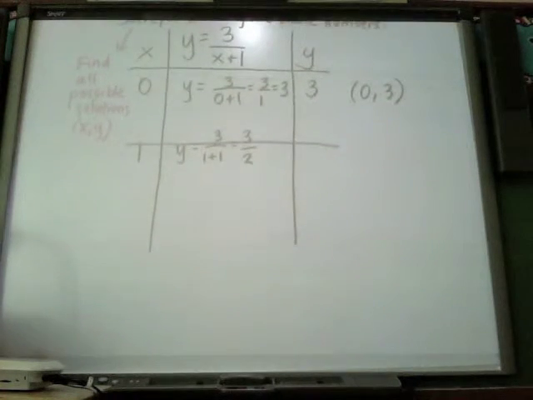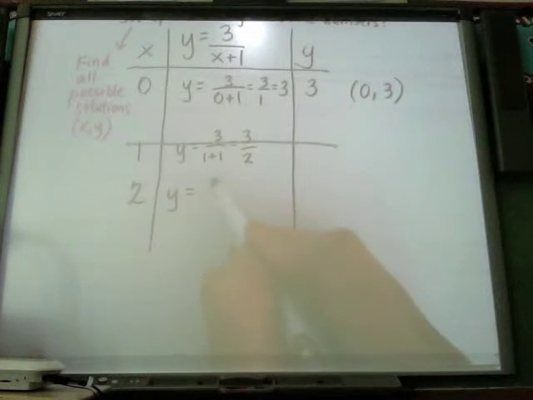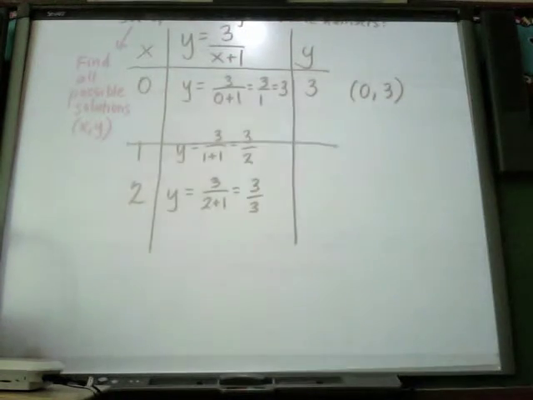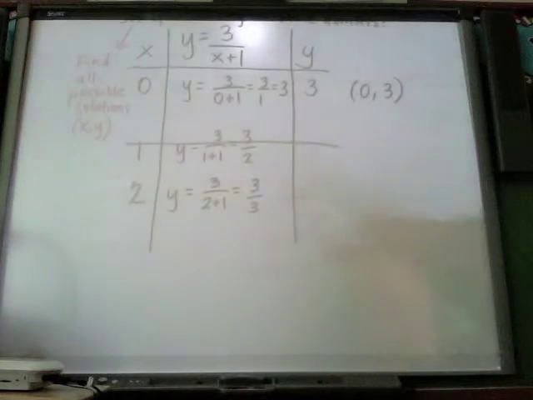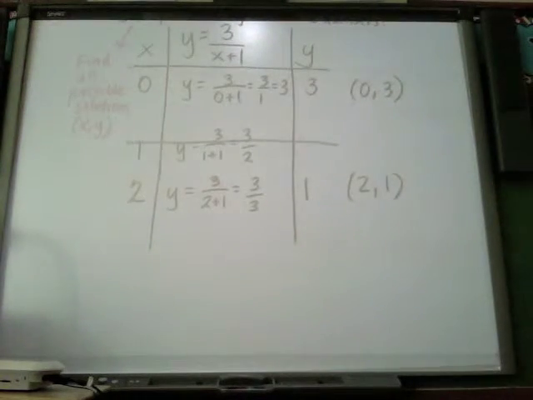So let's try our next whole number. After 1, let's try 2. y equals 3 over my x plus 1, 2 plus 1. Hey, 3 over 3. That's a whole number. That makes 1. There's my next solution. I'm going to try one more, and then I'll show you that you'll realize you don't need to do any more.